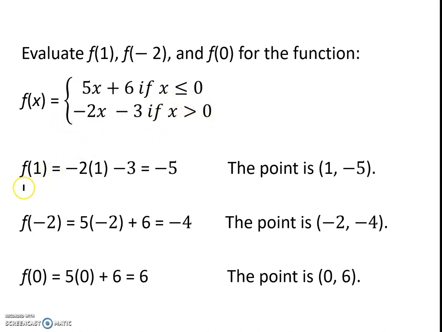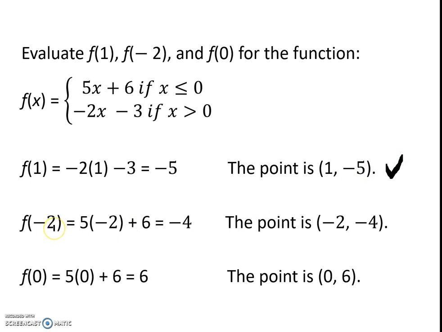So we look at f at 1, and we know f at 1 fits into this lower function because 1 is greater than 0. So we plug that 1 in, and we get -2 times 1, which of course is -2, minus 3 more is -5. Then the point is simply (1, -5).